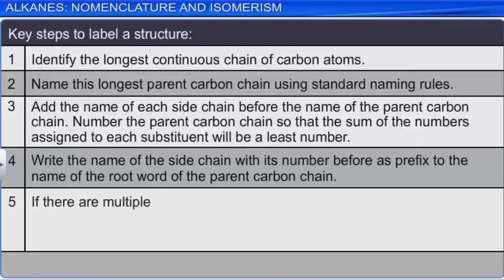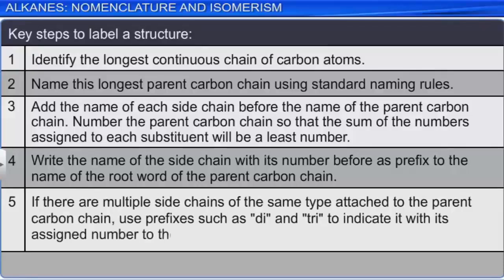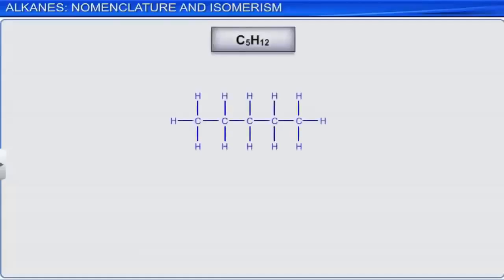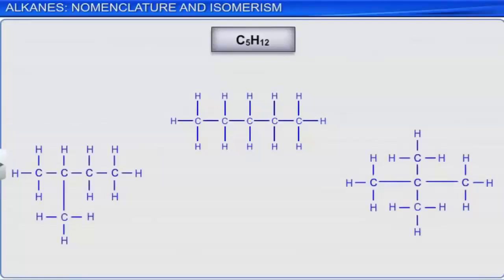If there are multiple side chains of the same type attached to the parent carbon chain, use prefixes such as di and tri to indicate it with its assigned number to the parent chain. Let's again look at the 3 structures that we had obtained for pentane, C5H12, and label them as structure 1, 2, and 3.